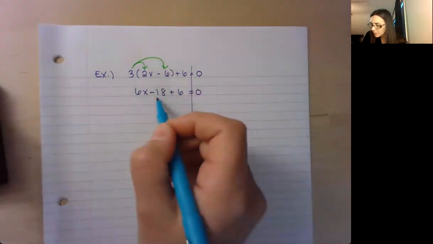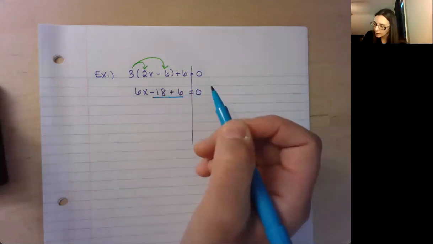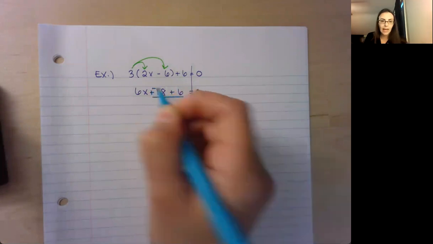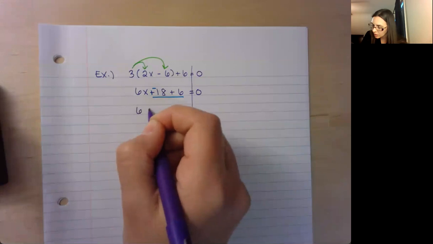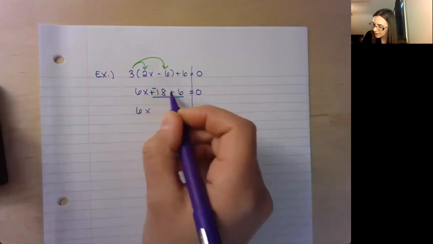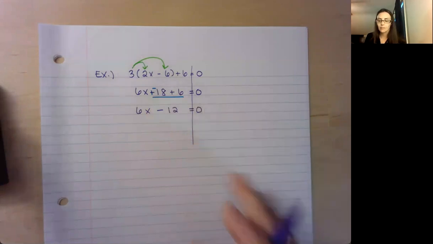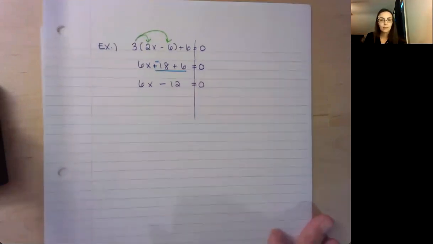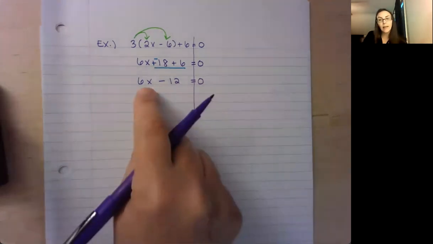I do have like terms here. So I have a negative 18 and a positive 6. Again, if you don't like those minus signs, just make it adding a negative. And you'll see that negative 18 and positive 6 is negative or minus 12. Now everything is simplified. Notice here I only have x's on the left.